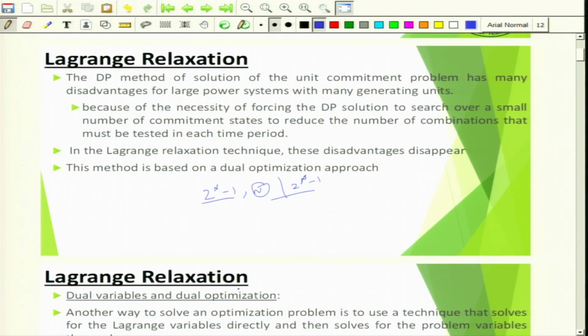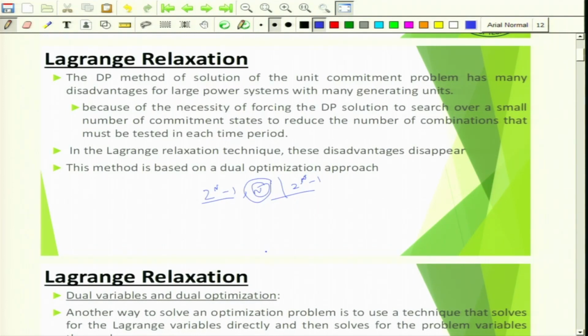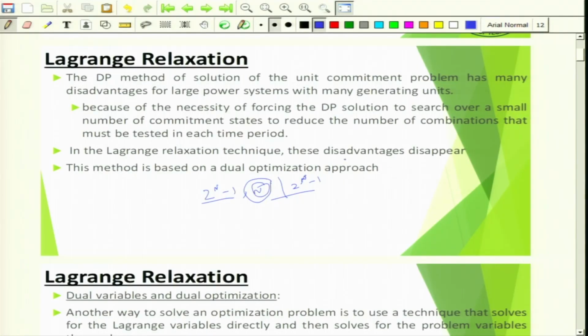But if there are hundreds of generators and they have their own combinations of turning on or turning off, the problem will be very tedious in picking which combinations would be feasible. You may take up n combinations, but that may not give you a solution which is close to the optimal value. The difference in the solution may be very large. In that case Lagrange relaxation is a more realistic approach. It makes a more realistic solution, such that you can have a solution which is close to the optimal solution, right. So in the Lagrange relaxation technique these disadvantages can disappear.